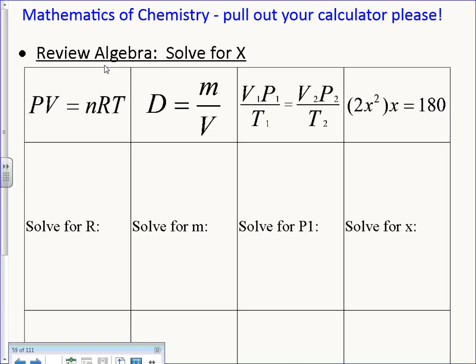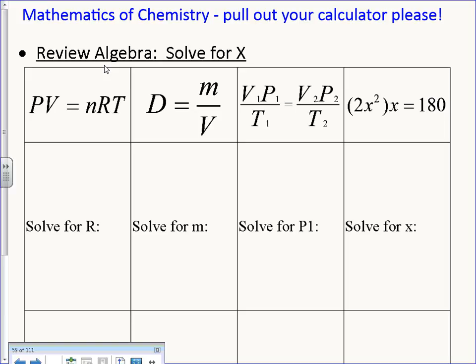Okay, game plan. Quick review of simple math, like solving for x and rearranging variables, just to make sure we're on the same page. If you've got it, please let me know. Then we're going to move on to dimensional analysis for real. All right, so this is a gas law. We're going to use this law later. These variables mean different things: pressure, volume, temperature, and some other stuff.